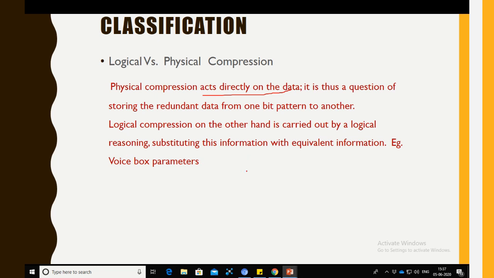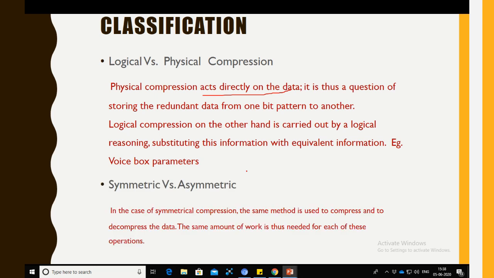Suppose I tell you that you want to compress all my lecture information. Definitely it will have all the English characters in it. Compressing each one of my lectures would take a huge amount of time. Instead, you just find out how my voice box acts, how I pronounce, how it sounds, the way in which the sound comes from my voice box. That will be called a logical compression. Then you have symmetric as well as asymmetric.